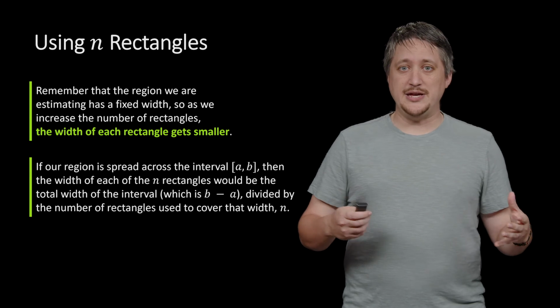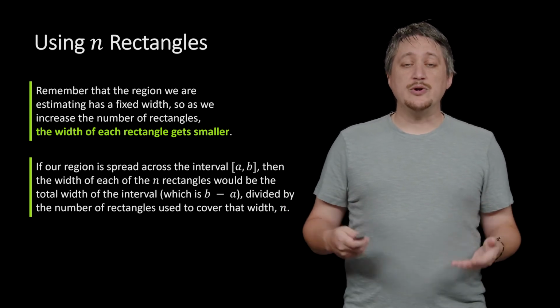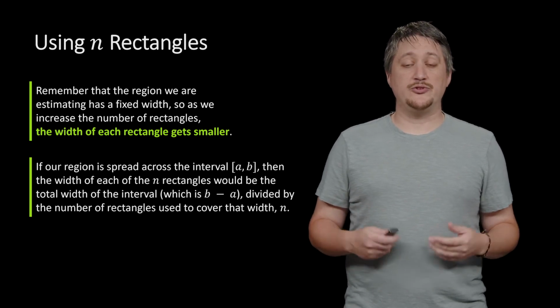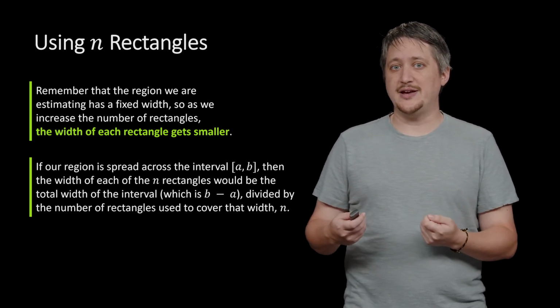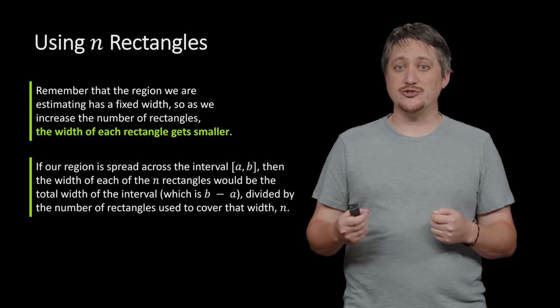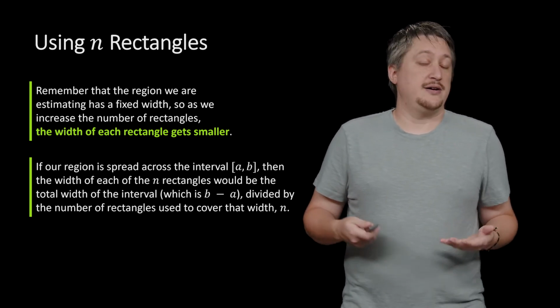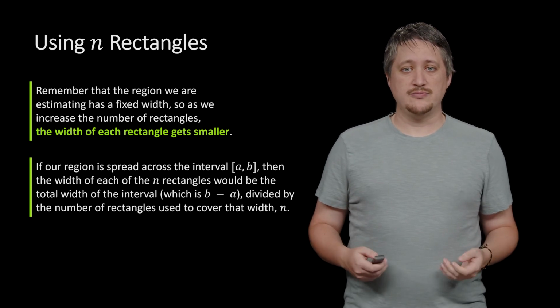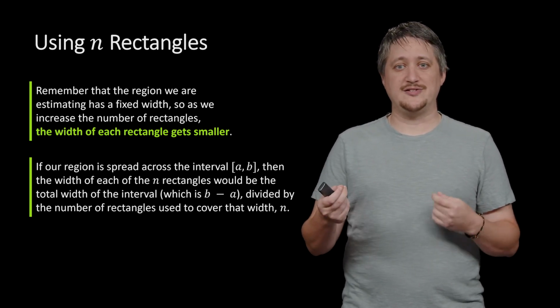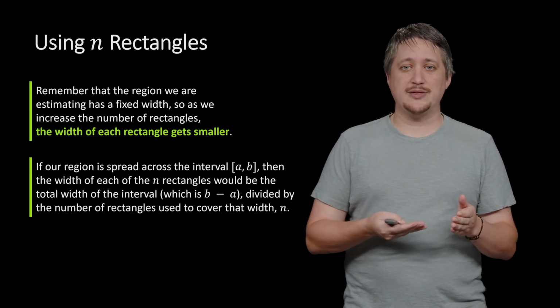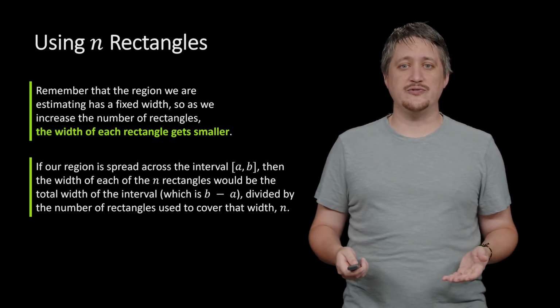But if it's from a to b, somewhere else, then the width of each of those n rectangles, however many we have, would be the total width, which is b minus a, right? Just like the concrete version was 6 minus 0, total width of 6. And then we divide that value by the number of rectangles that we want to use. So in our concrete example, we had 6 minus 0, so total width of 6. We wanted 3 rectangles. We divided by 3. That gave us a width of 2 for each of them.